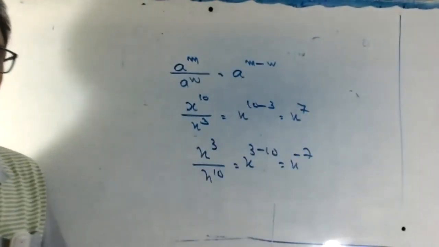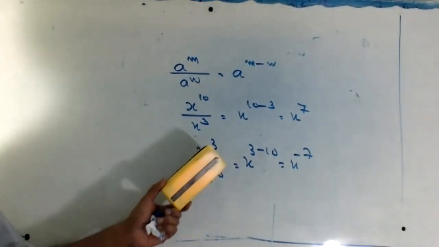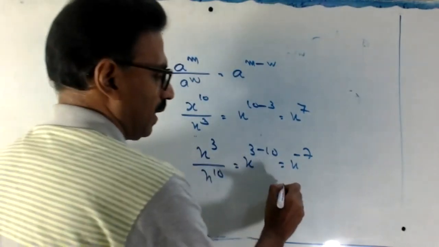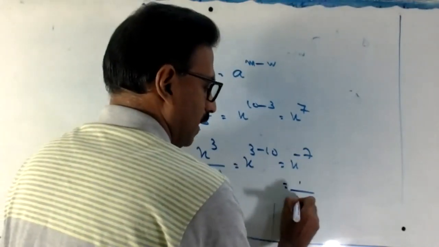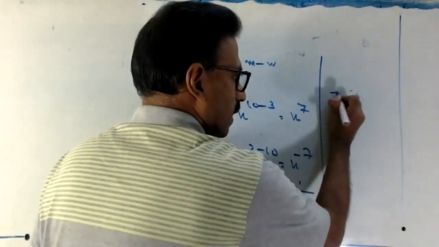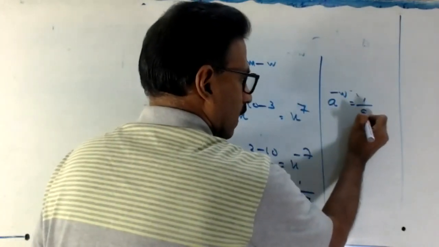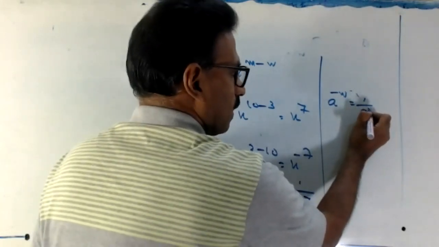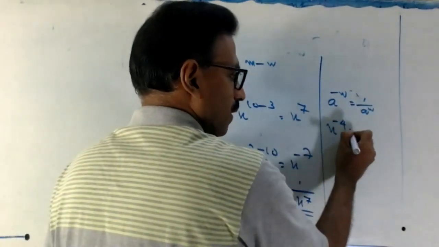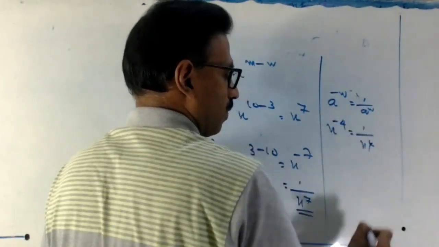10 minus 3 equal to 7. And 3 minus 10 equal to minus 7. So we can write this as 1 by x raised to 7. We know that rule: a raised to minus n equal to 1 by a raised to n. Example, x raised to minus 4 equal to 1 by x raised to 4.